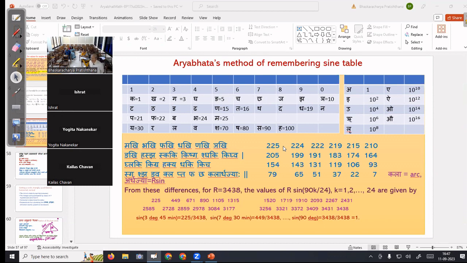Kalardhajya, that I will explain. So, kala actually is arc. Now we are actually using this angle, etc. But the Indian mathematicians used to say the sine corresponding to an arc of a circle. So that's why it directly comes in radians, whatever it is. So, kalardhajya.